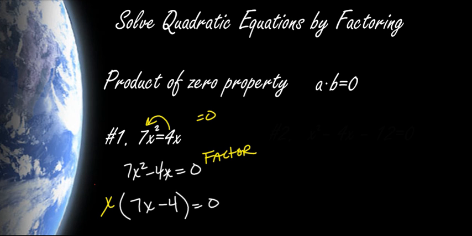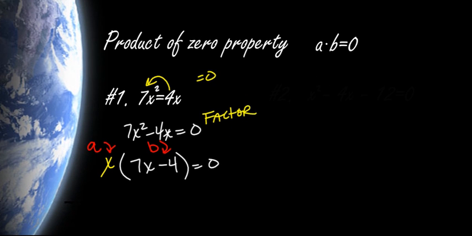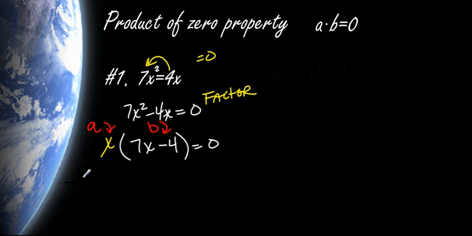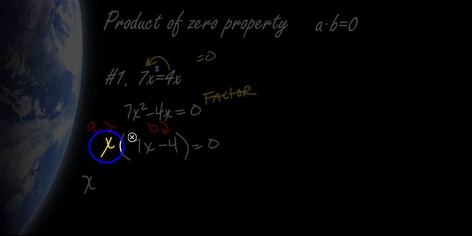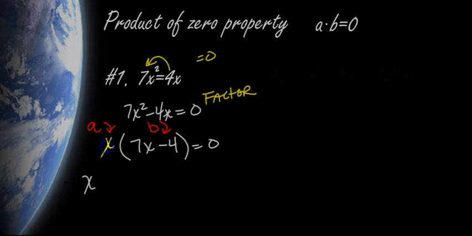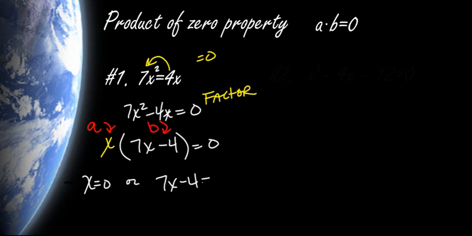Now that we have two things being multiplied together, this is basically the A, and this is pretty much the B. All you have to do is figure out what each one would be if they were the 0. So if x equals the 0, we get one of our answers, x equals 0. Or we can have the 7x minus 4 equaling the 0. Now you have to solve for x.